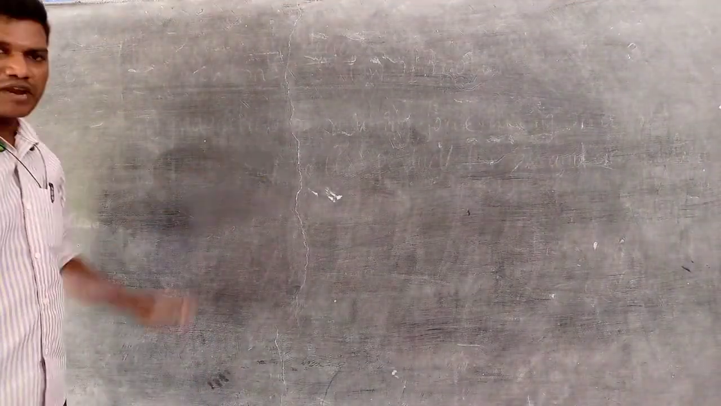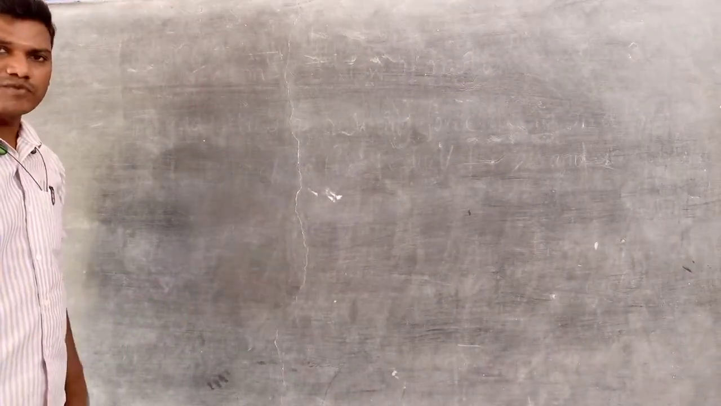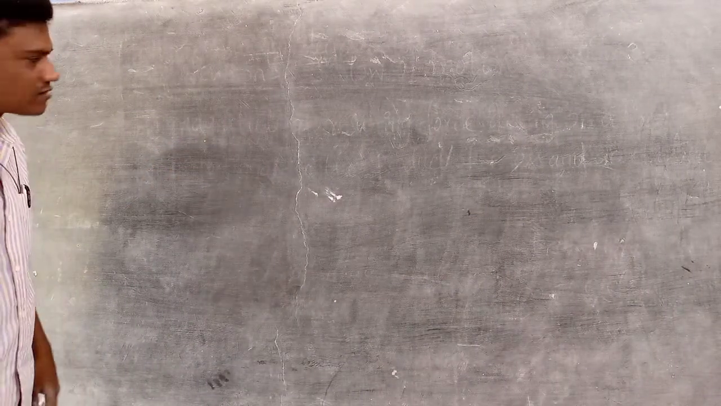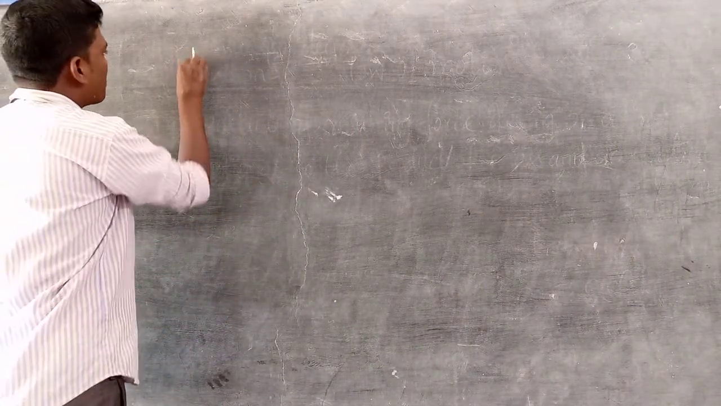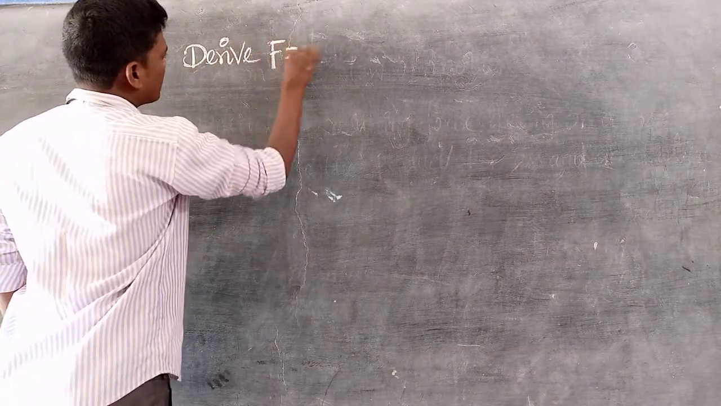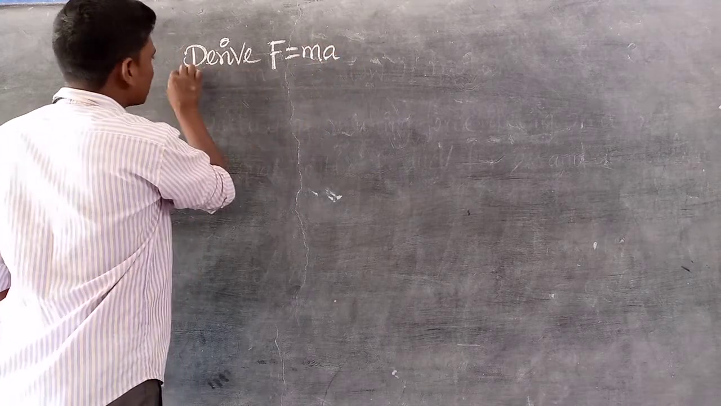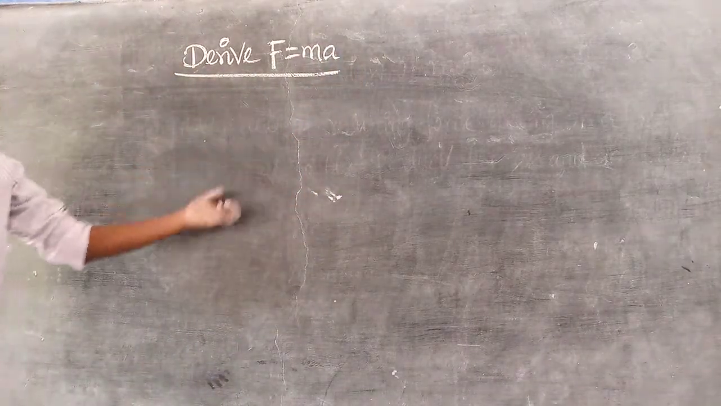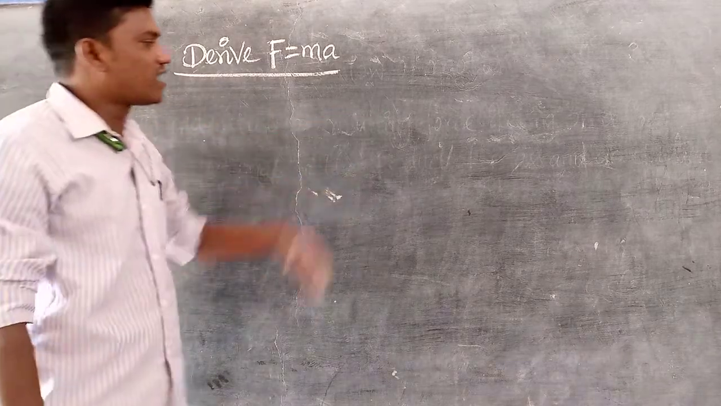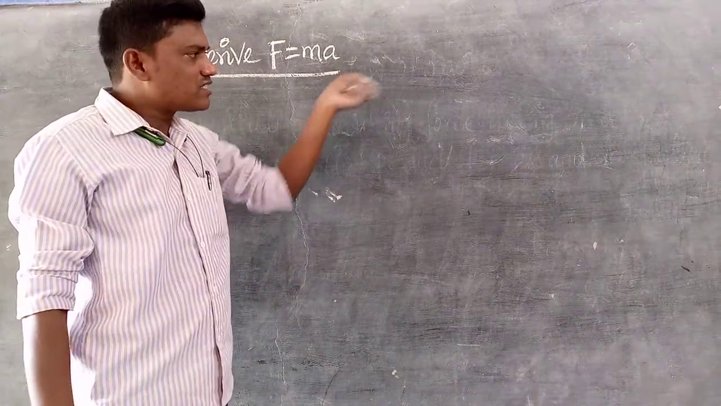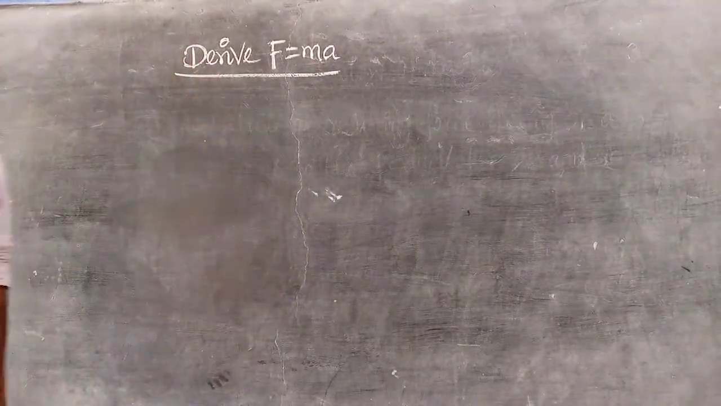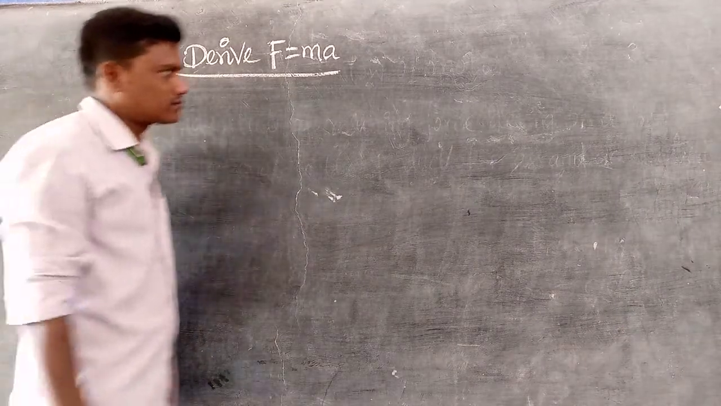From this statement, the second law of motion proposed by the scientist Newton, we can derive F equals ma. In the derivation of F equals ma, we easily understand that the resulting force acting on the body is directly proportional to the product of the mass and acceleration.